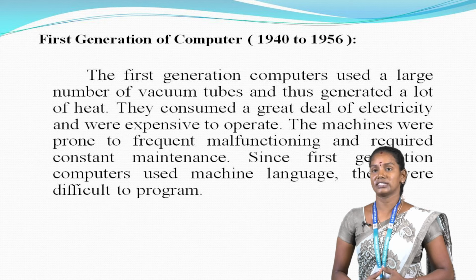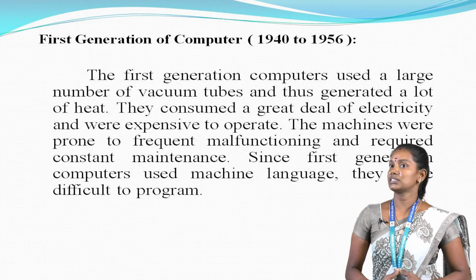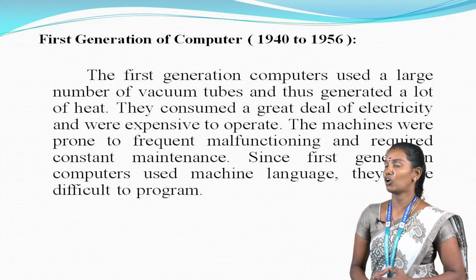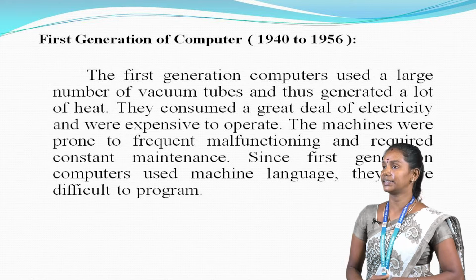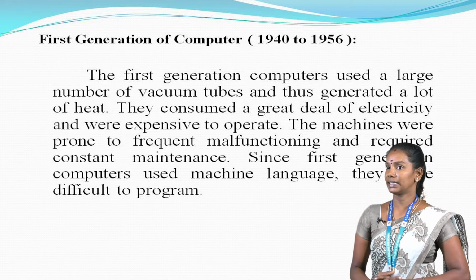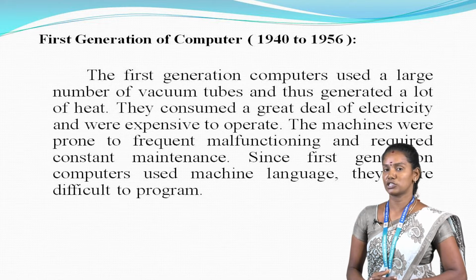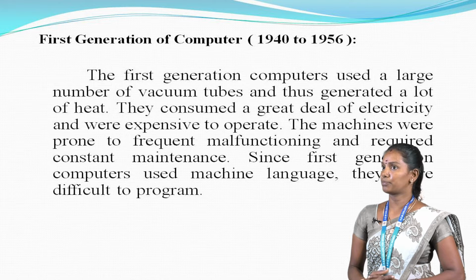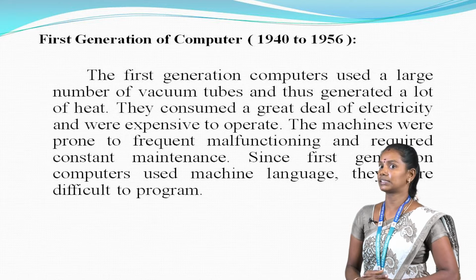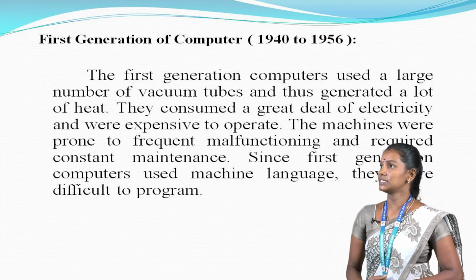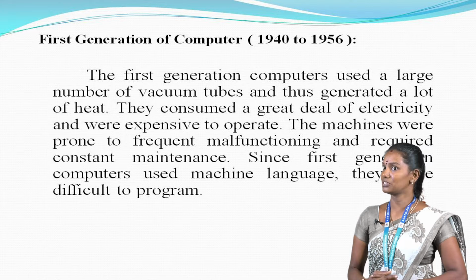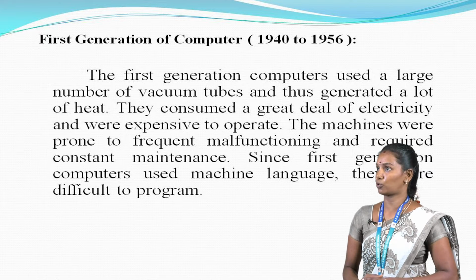The next one is first generation of computer. The first generation of computers used a large number of vacuum tubes and thus generated a lot of heat. They consumed a great deal of electricity and were expensive to operate. The machines were prone to frequent malfunctioning and required constant maintenance. Since first generation computers used machine language, they were difficult to program.